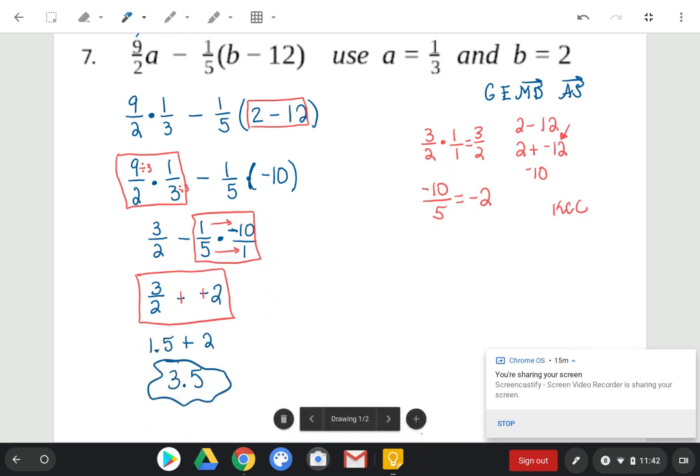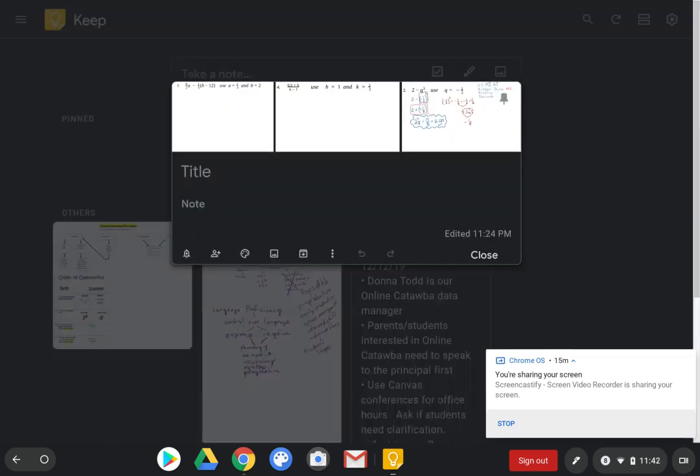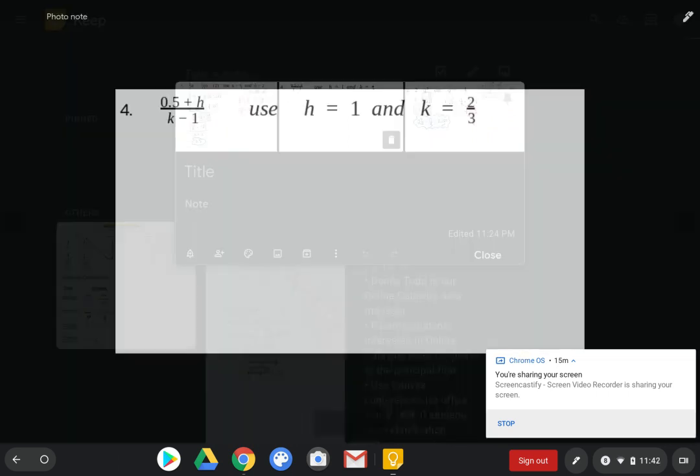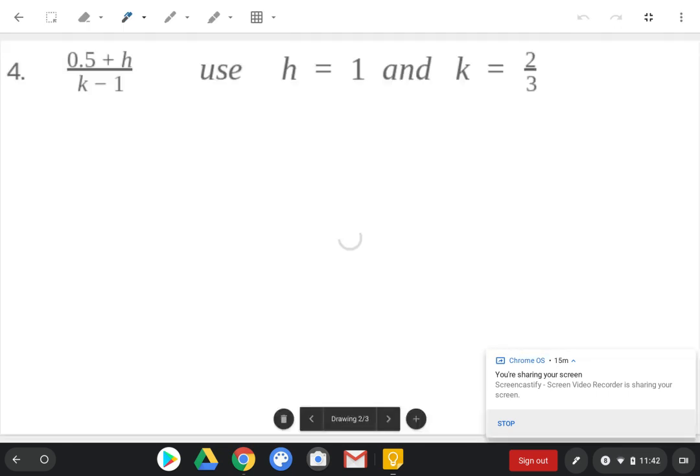I hope that I have one more example here to show you. Let me see if I can find it. Here it is. So this example says 0.5 plus h divided by k minus 1. Use h equals 1 and k equals 2/3.